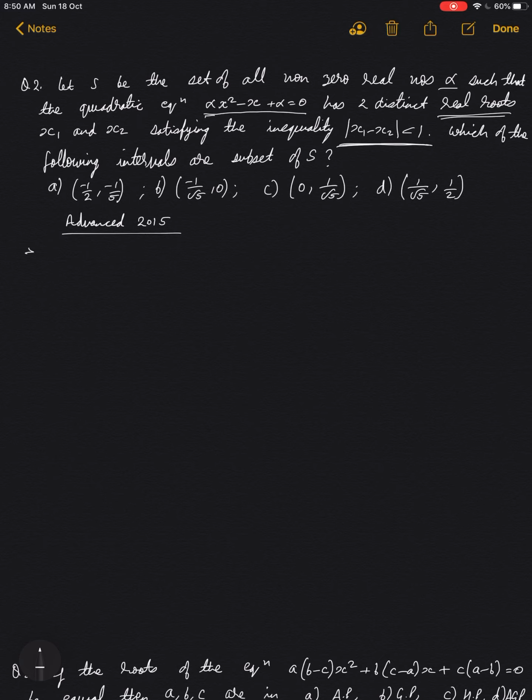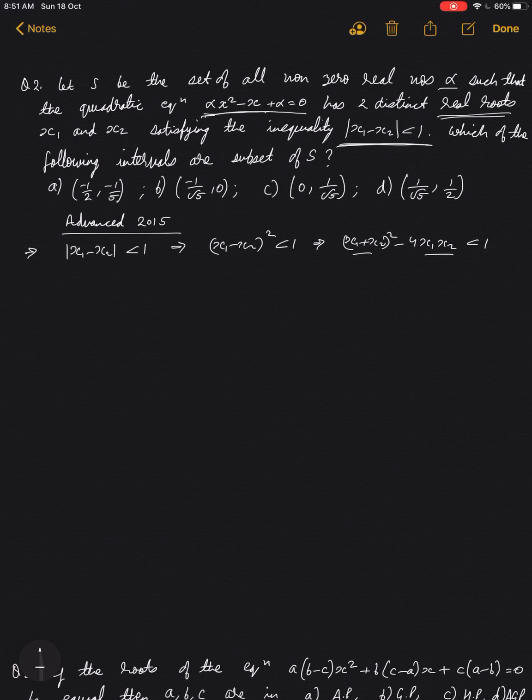Let us start this. Our quadratic equation is given and it is given that mod of x1 minus x2 is less than 1. It means you can also write the same thing as x1 minus x2 whole square is less than 1. Both are same. Now what is this? This is the square of the sum of the roots, (a plus b) whole square minus 4 times ab. So this is less than 1. Now we know what is sum of the roots, we know what is product of the roots. Put the values and solve.